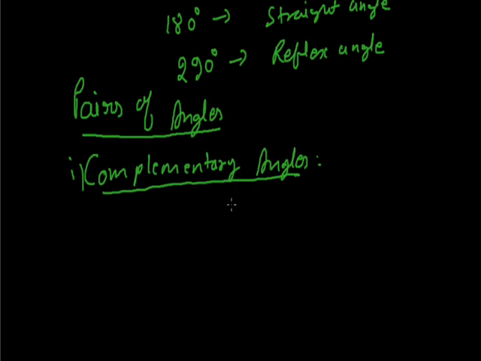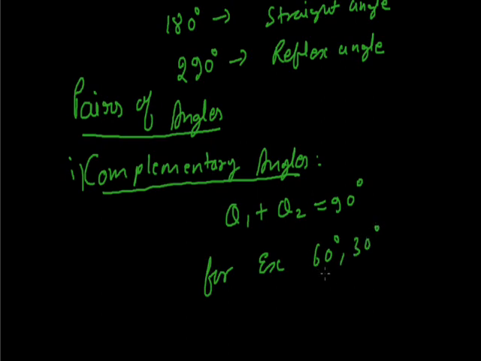Two angles, let's say theta 1 and theta 2, if their sum is 90 degree, then we will say they are the complementary pairs or the complementary angles. It means the two angles whose sum is 90 degree are said to be complementary angles. For example, 60 degree and 30 degree are a complementary pair because their sum is 90 degree. In the same way, 20 degree and 70 degree are also a complementary pair.